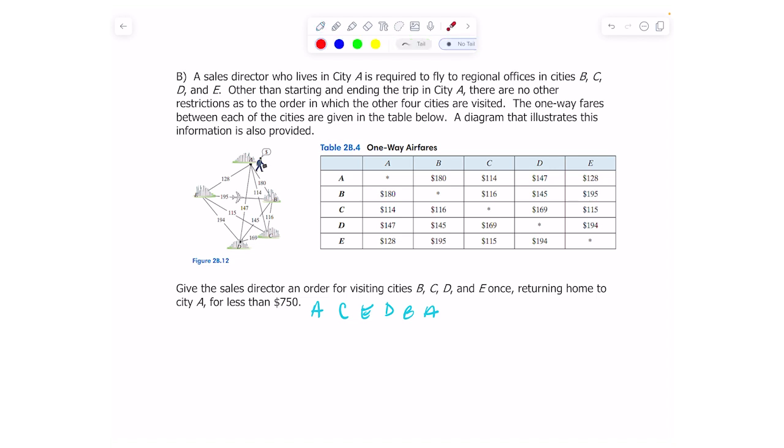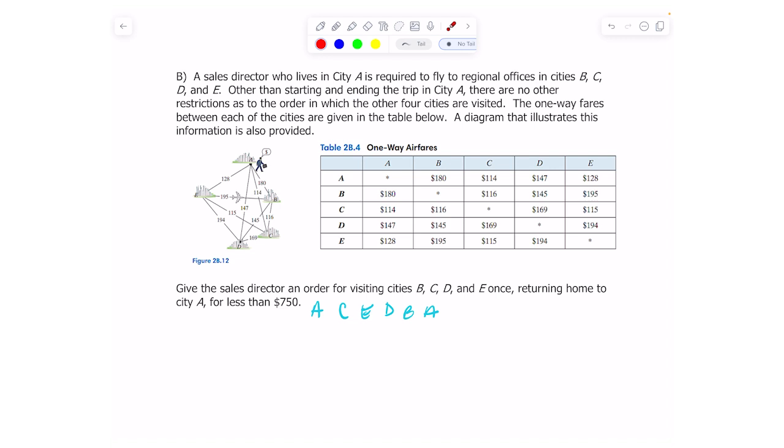A sales director who lives in City A is required to fly to regional offices in cities B, C, D, and E. Other than starting and ending the trip in City A, there are no other restrictions as to the order in which the other 4 cities are visited. The one-way fares between each of the cities are given in the table below. A diagram that illustrates this information is also provided.